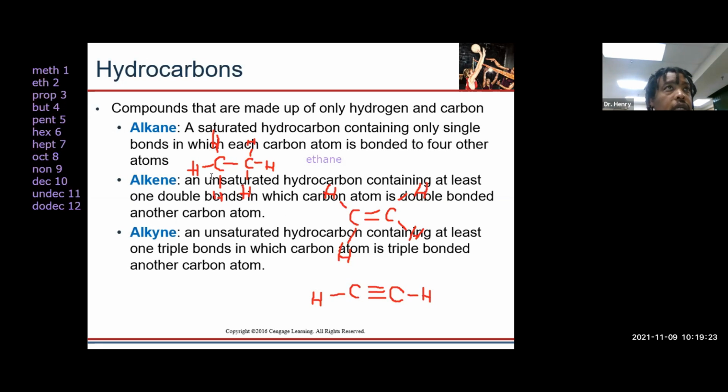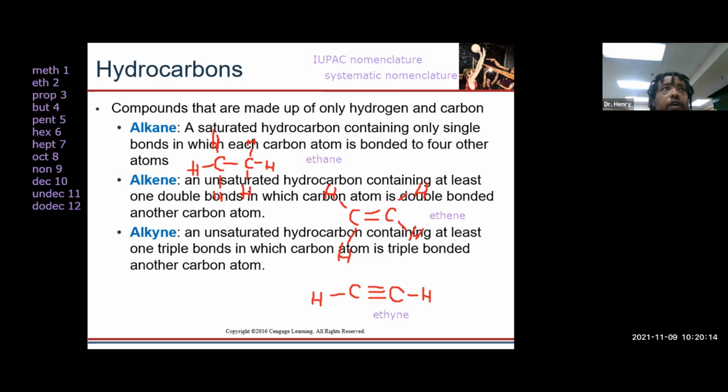Okay. Now this guy has a double bond. So this guy would be called ethene. Okay. And then this guy would be called ethyne. Okay. And this naming system is called IUPAC nomenclature. So when they ask you to name it using IUPAC nomenclature, you're going to use this system. It's also called the systematic nomenclature. Okay.